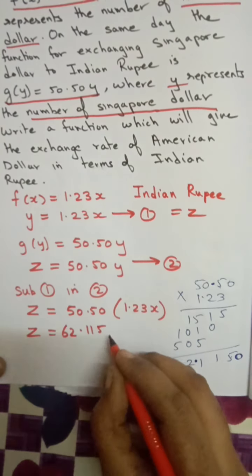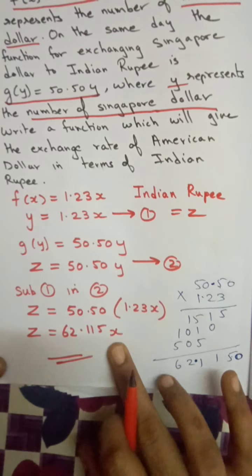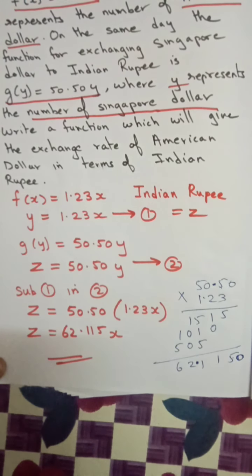We have to write this x. So this is what they are asking. We have to express American dollar in terms of Indian rupee. It is a 2-mark question.